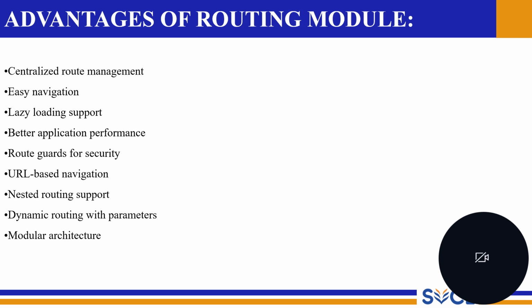And then it supports nested routes. Organize related pages under a parent route. It makes navigation more structured. It supports dynamic routes, passing parameters through URLs. It uses the same component for different data. And then the modular architecture. Each feature module can have its own routing configuration. Keep the project organized.